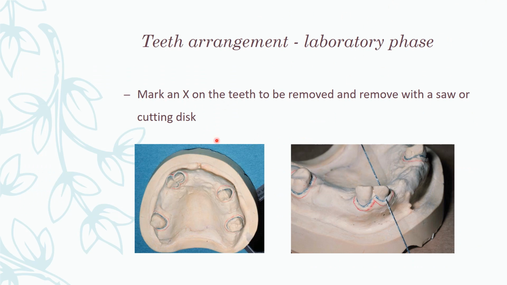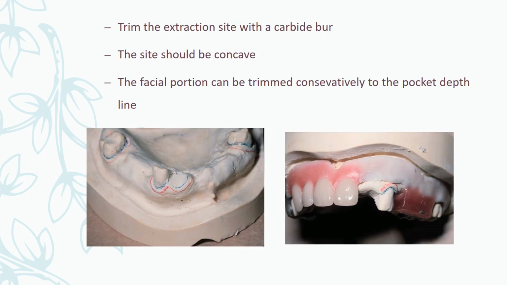Now you mark an X on the tooth to be removed, and with a saw or a cutting disc, you just trim it off. We have to try and maintain a concave surface. Trim the extraction site with a carbide bur, and maintain a proper concave ridge. The facial portion can be trimmed conservatively to the pocket depth line. This also can be dealt with properly.